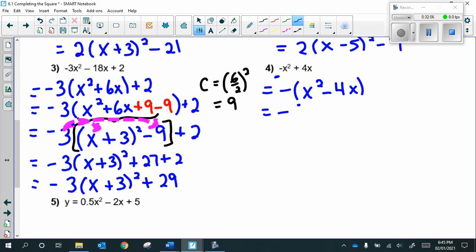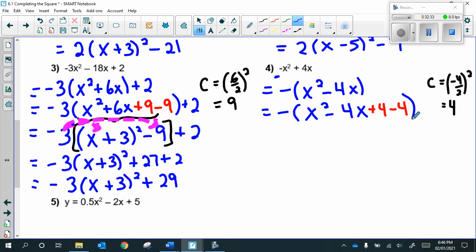Now we're going to create our perfect square. So x squared minus 4x. To create my perfect square, I'm going to use that b value, which is negative 4. I'm going to divide it by 2 and square it. So negative 4 divided by 2 is negative 2. When I square that, I get positive 4. So I'm going to add 4. And don't forget to subtract 4. All right, I've created a perfect square, my first 3 terms.